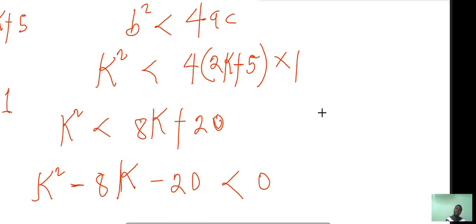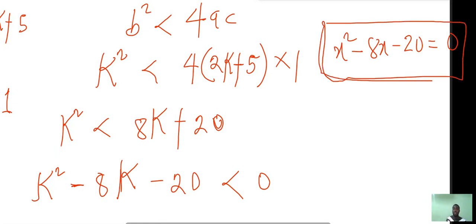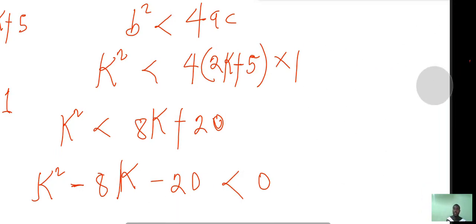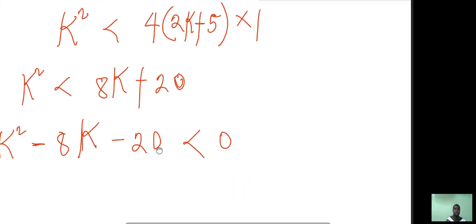So you can solve a quadratic that looks like x squared minus 8x minus 20 equals 0 if you only know how to use the quadratic formula. I just change k to x. You can solve that and obtain two values of x. But here, I'm not going to use the quadratic formula. I'll just do a quick factorization. The values of x you obtain with the quadratic formula will be the values of k I'm going to be using for this solution.